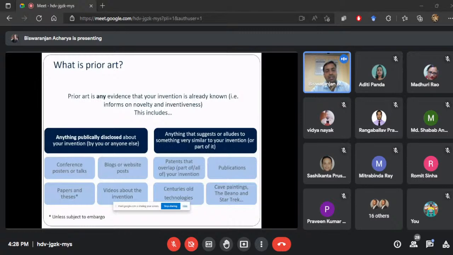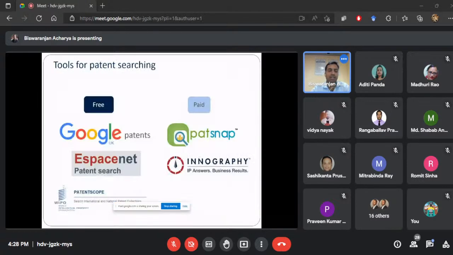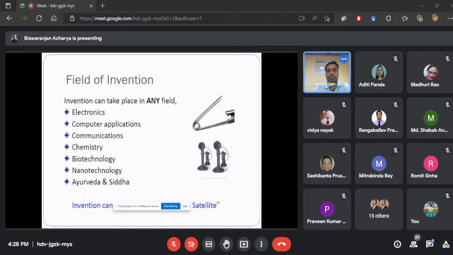Rules for patent searching: we can search freely through Google Patents. Espacenet and PatentScope are also available. Professionals can also use paid search engines, that is PatSnap or Inography.